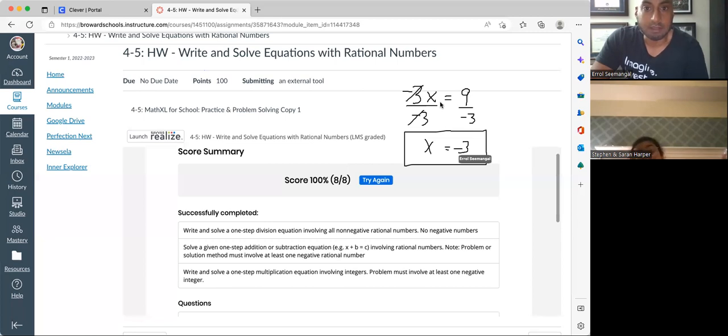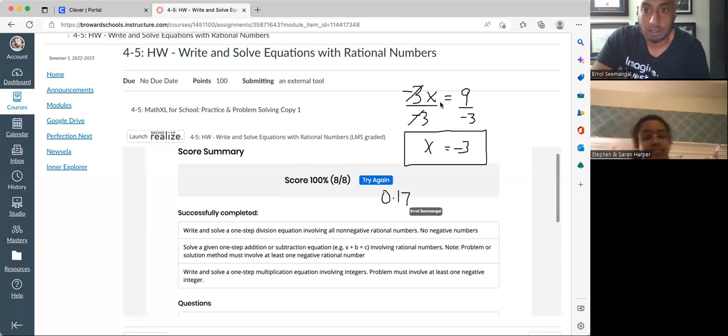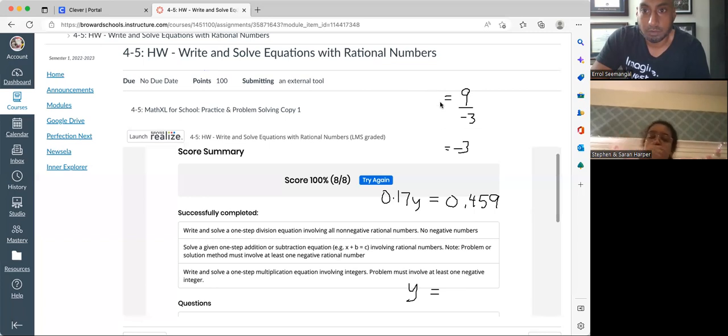So going back to that number 8 question, it was like this: 0.17y equals 0.459. Okay, so how do we solve for y? We divide both sides by the coefficient. What's the coefficient? 0.17. That's why it's 0.459 divided by 0.17.